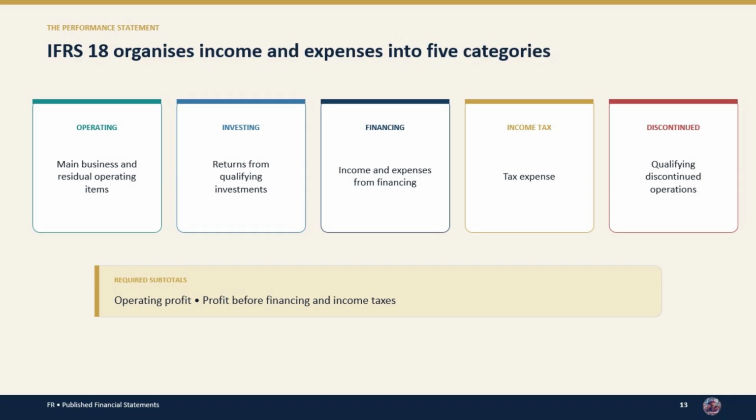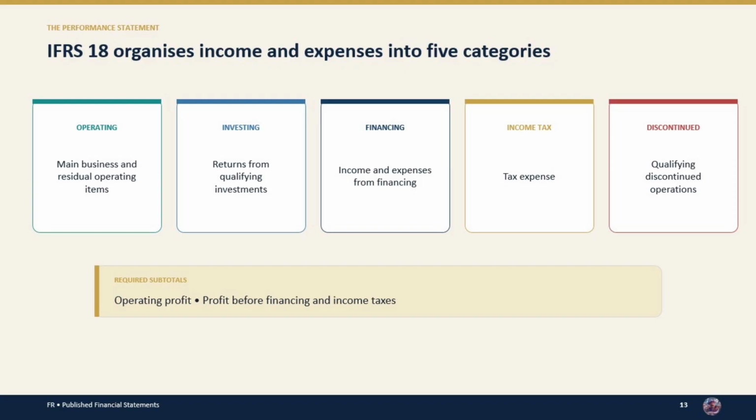IFRS 18 classifies income and expenses into operating, investing, financing, income taxes, and discontinued operations. Operating is a default category and normally contains main business activities. Investing covers returns from qualifying investments. Financing captures specified income and expenses from financing. Tax and qualifying discontinued operations have their own categories. Two key subtotals are operating profit and profit before financing and income taxes.